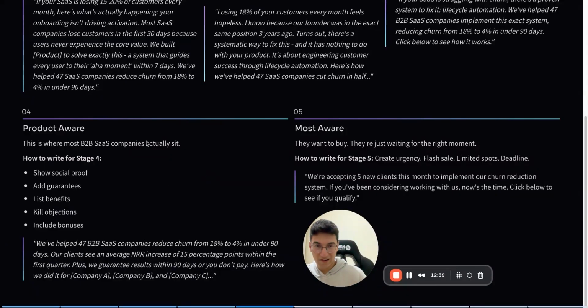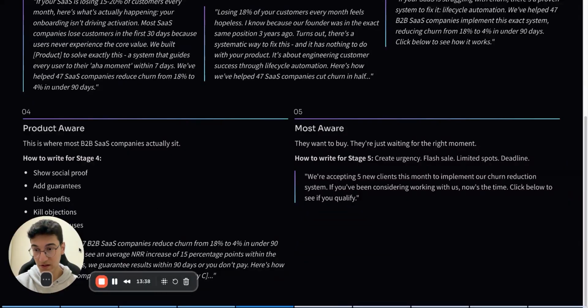So to write great ads for this stage, you need to show social proof as always. You need to maybe add guarantees. This is optional, and you need to list your benefits as well as your features. You need to focus on your benefits, because probably in this stage your competitors have the same features as you. And you need to kill your objections, because stage 4 and stage 5 are very hot. Decisions could be made so quickly, so you need to kill every objection in advance to make them book a call with you. And of course, if you can include bonuses, you can, if you are running a separate ad for this awareness stage.